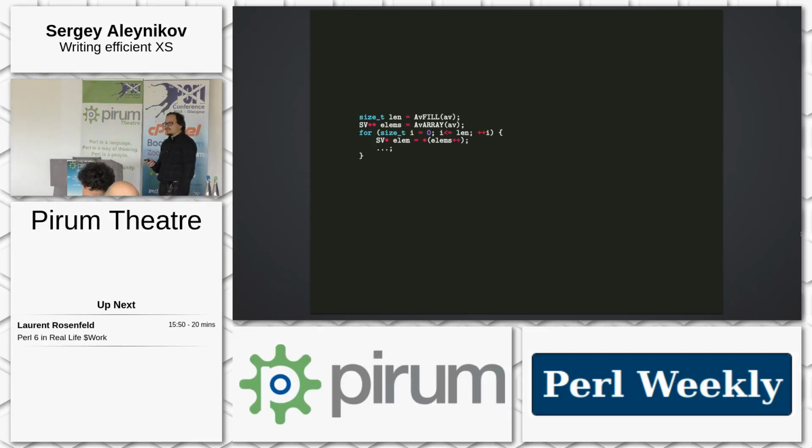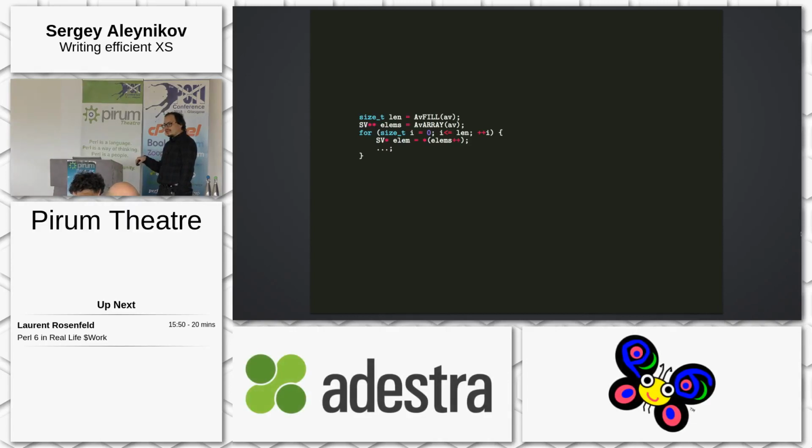misinterpret it. So would putting unlikely there fix that problem? It's in the Perl code. Yeah. No, it won't. Unlikely are just hints for the compiler, not for the processor. The processor just assumes that if you do a jump back, it's more likely than a jump forward, but it isn't guaranteed at all.